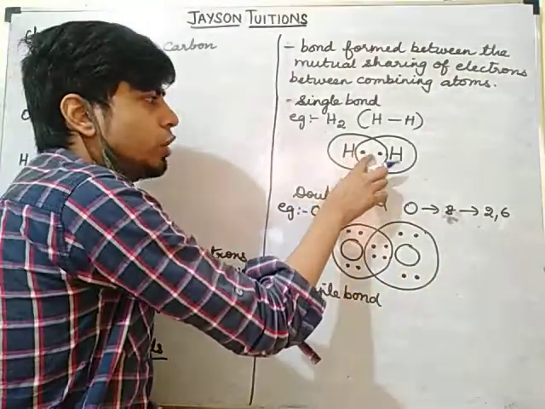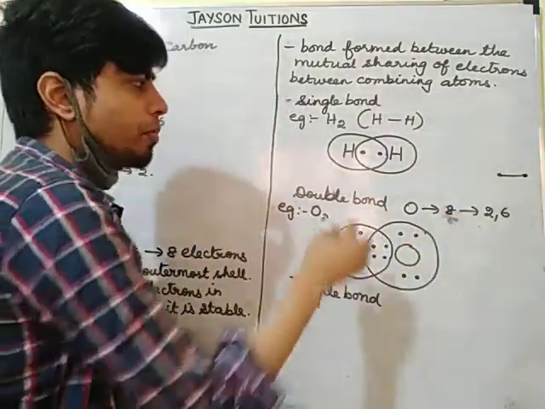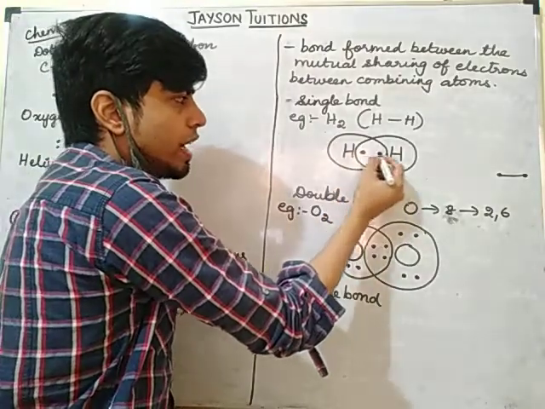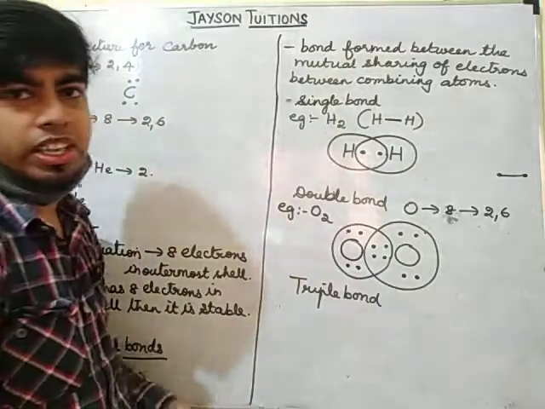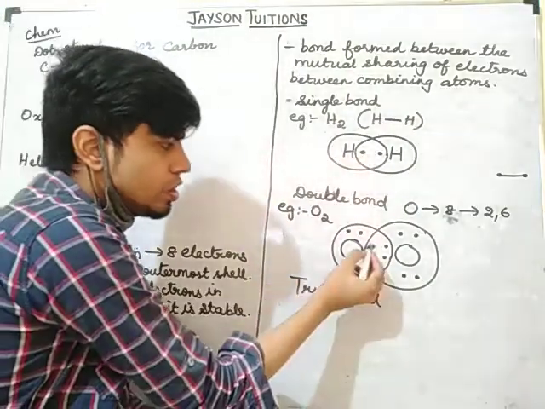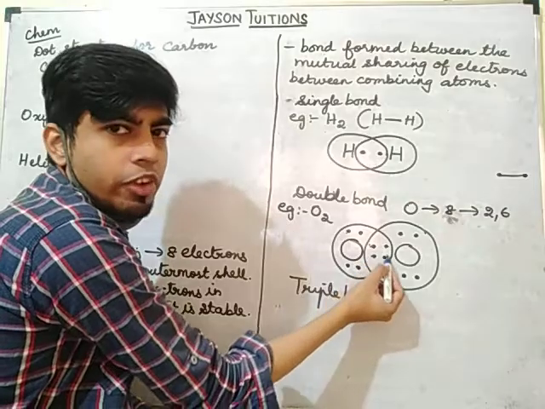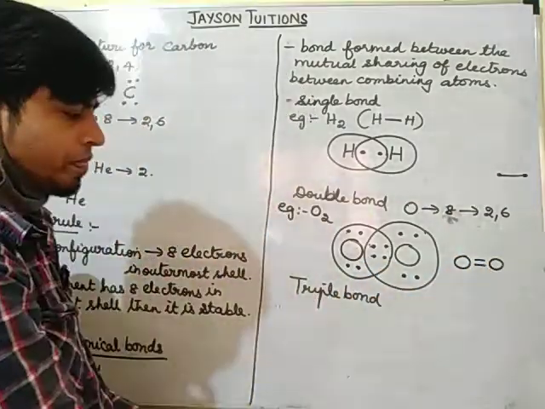Here I told you a bond contains 2 electrons. Yes or no? So here 2 electrons are present in between. These 2 electrons will form one bond. That is why we are getting a single bond here. Here these 2 electrons will form one bond, and these 2 electrons will form another bond. So you will get O double bond O.